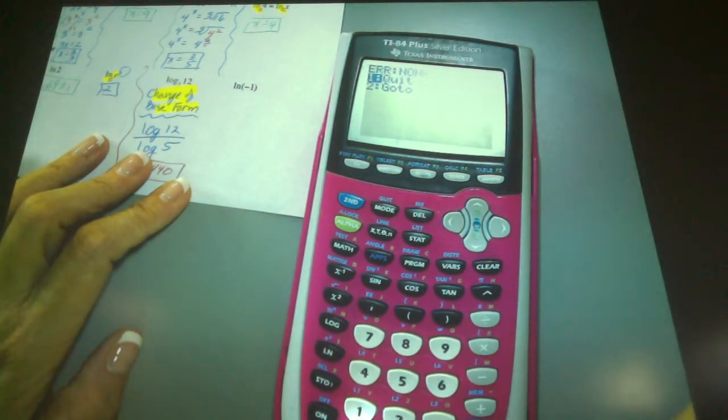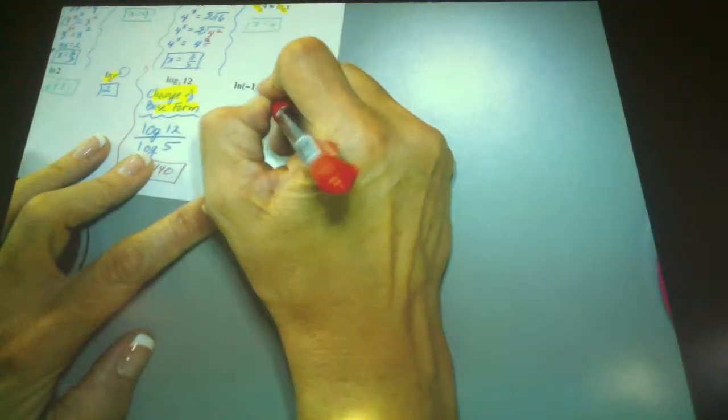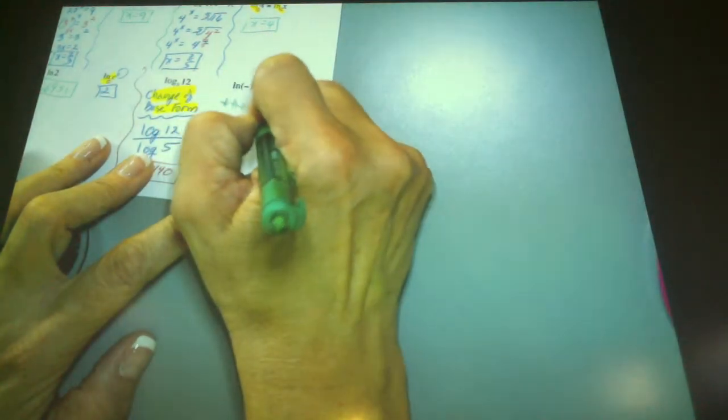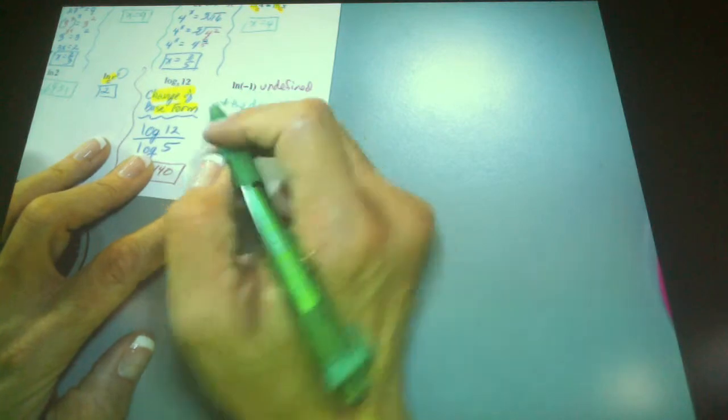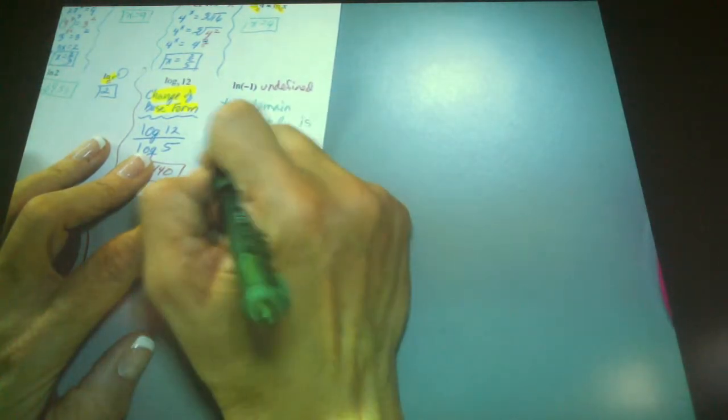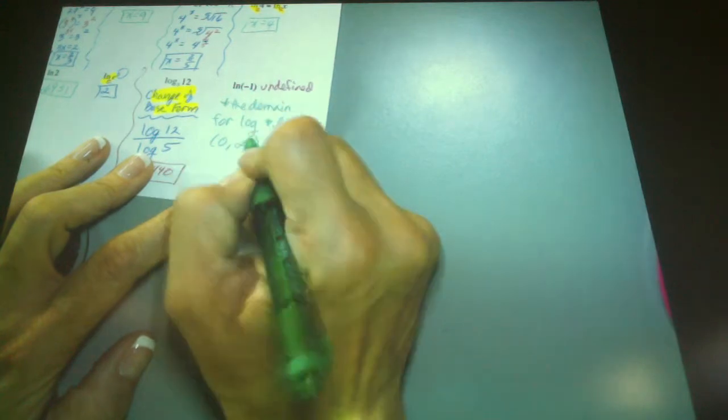That brings us into our next part of the lesson. You cannot take the natural log or the common log of a negative number or of 0. It is not in the domain of logs. So we need to look at the graph of logs. So this is called undefined. And I want you to write here the domain, and I'll show you why in a minute. The domain for log and natural log is 0, not including 0, to positive infinity.